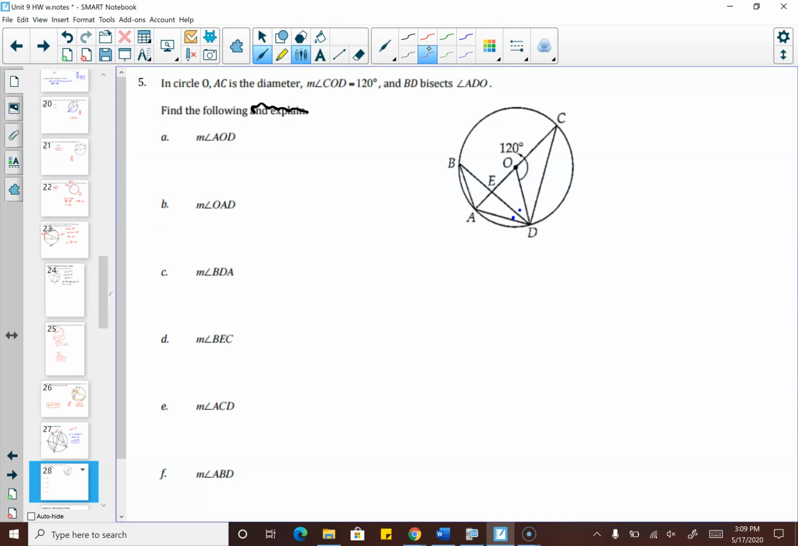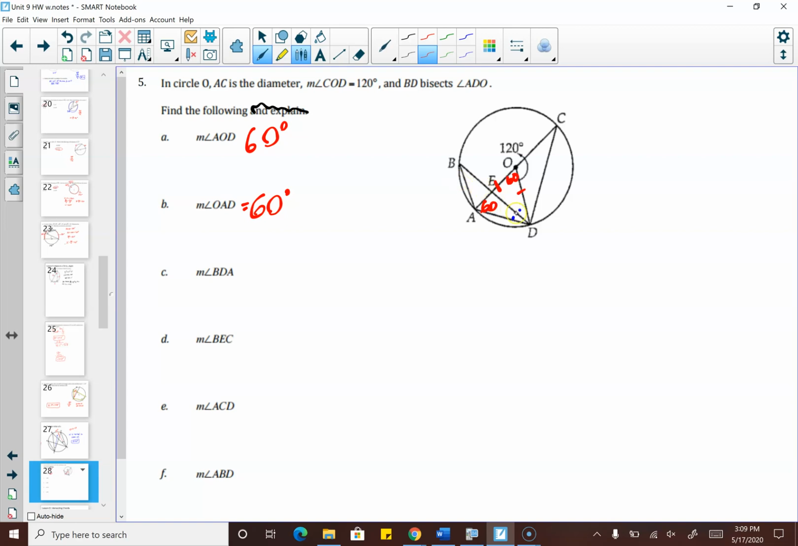So the way I look here, angle AOD is supplementary. Okay, so 180 minus 120 gives you 60 degrees. Find the measure of angle OAD. Well, we know that this triangle is isosceles because it's got two radii. So therefore, we know angle OAD and angle ODA are exactly the same. Well, if that vertex angle there is 60, it's going to form an equilateral triangle. So that angle is also going to be 60.